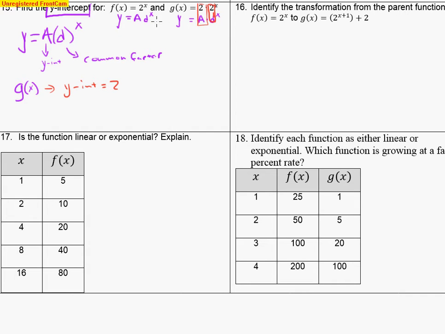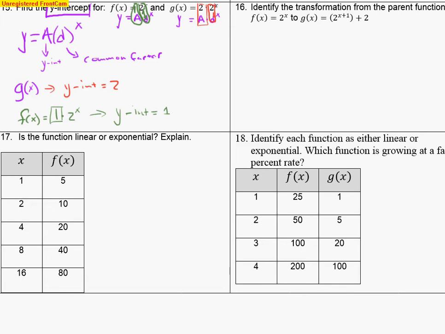Much harder is f of x. F of x has my d lining up, so this 2 is d, but what's in front of that? Well, what's in front of this is an invisible 1. So basically, f of x is in this format. I have 1 times 2 to the x. And this right here would be my y-intercept. So I know my y-intercept equals 1.